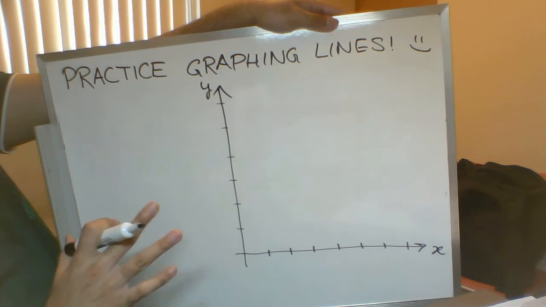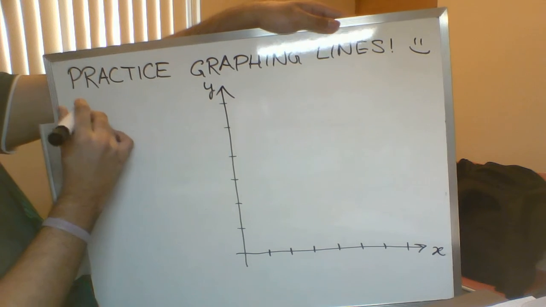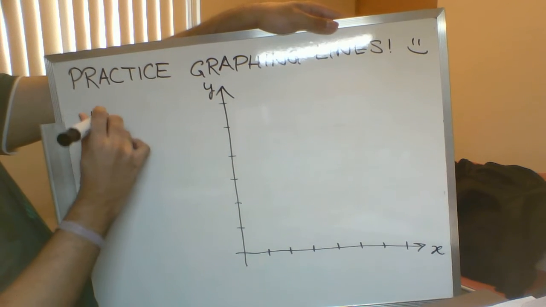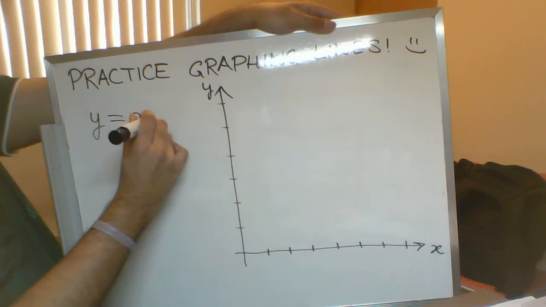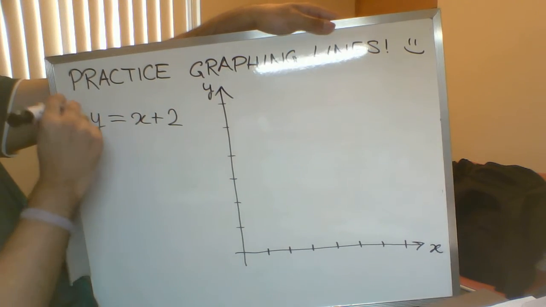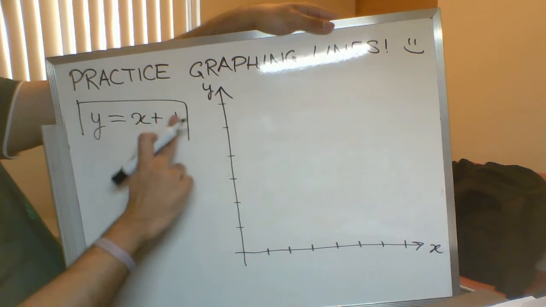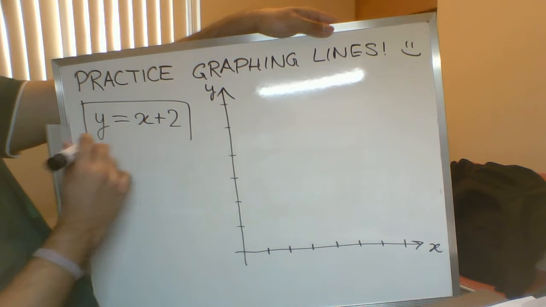All right, yeah, I've been talking a little bit fast. Let me slow that down a little bit. We'll start by graphing the equation y equals x plus 2. So you can write this down. That's a terrible 2. y equals x plus 2.